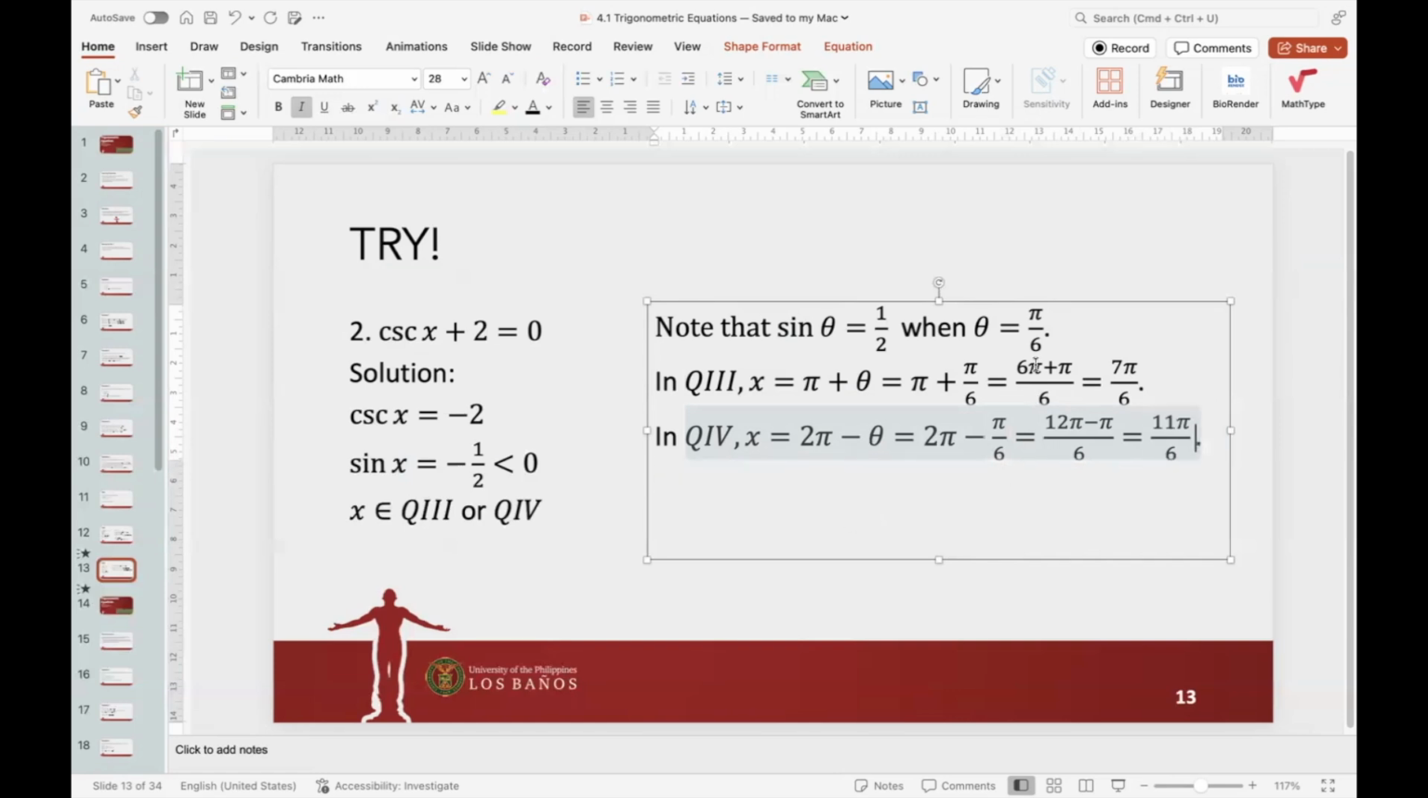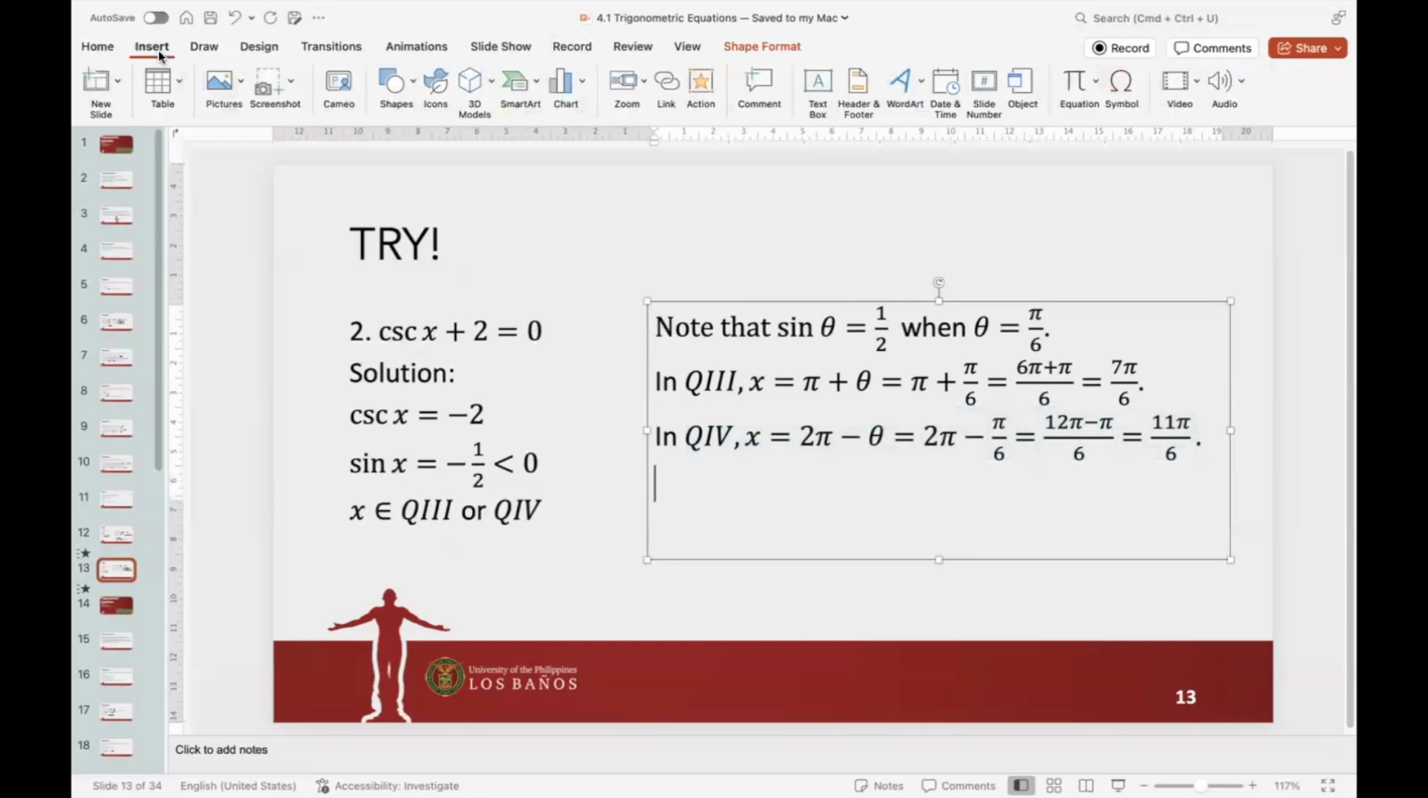So in case you're wondering, how am I getting this? Remember, when you're adding a whole number and a fraction, you multiply the denominator with the whole number. So 6 times pi is 6 pi, plus copy the numerator of your fraction part. So we get 6 pi plus pi all over 6. In this case, we have 6 times 2 pi, so we get 12 pi, and then minus the numerator part, which is pi, all over the denominator, which is 6. So 12 pi minus pi all over 6, that is 11 pi over 6.